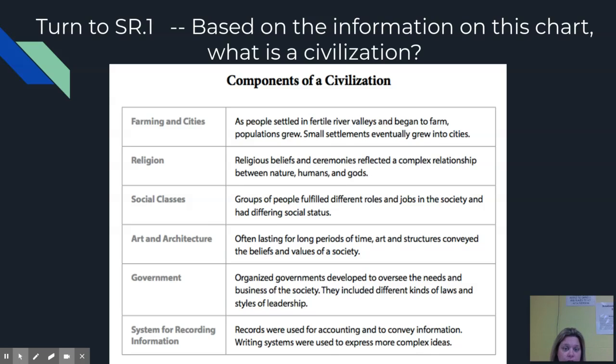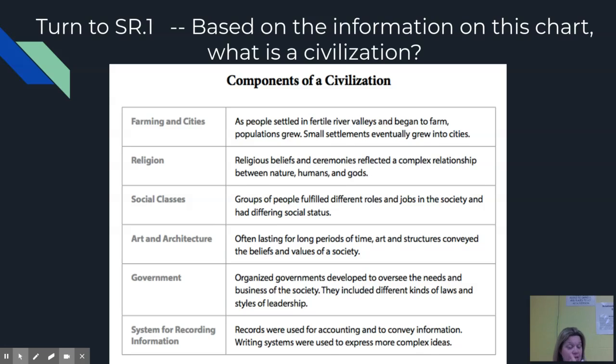You had to have some sort of a religion. Religious beliefs and ceremonies reflected the complex relationship between nature, humans, and gods. Now, a lot of ancient civilizations had what is known as polytheistic religion. A polytheistic religion is a religion that believes in multiple gods. That is why, when you see right here, this gods is lowercase. When you have an uppercase God, you're referring to the God that Christians worship, Jesus Christ. So you had to have religious beliefs. You had to have some type of deities or something that you worship.